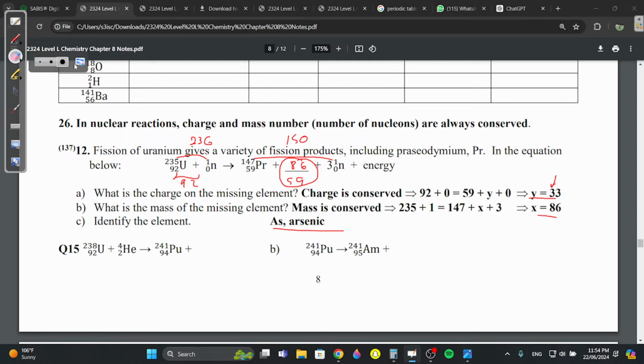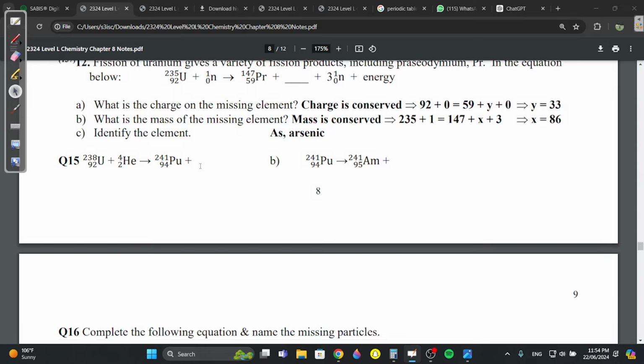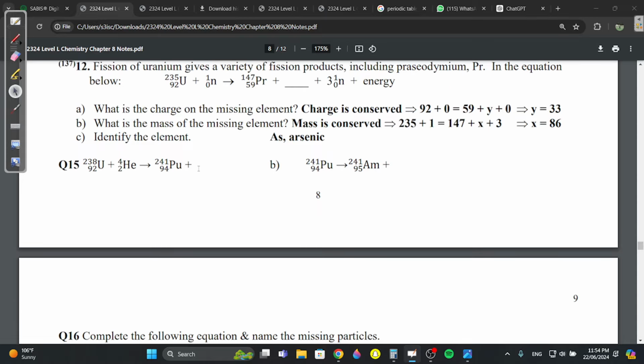Question 15. What do they want here? To complete it. I think we're missing something. 90 plus 2 is 94, so the charge will be 0. You have 238 plus 4 is 242. Here you have 241, so we're missing 1. Which one has a mass of 1 but a charge of 0?